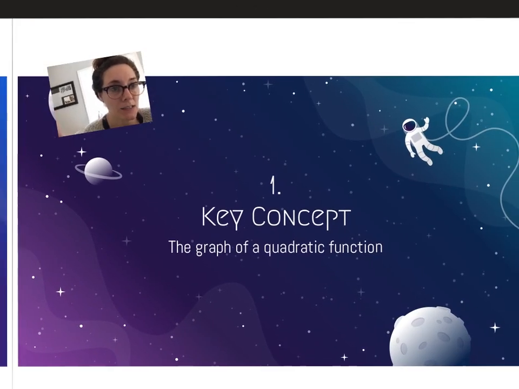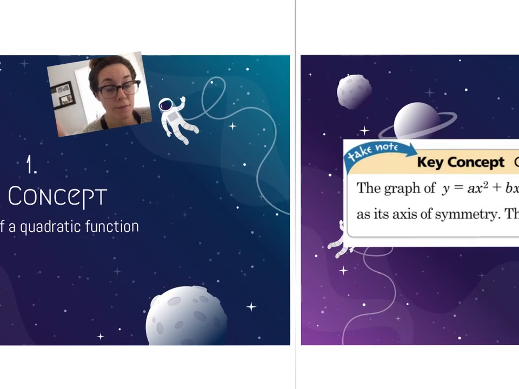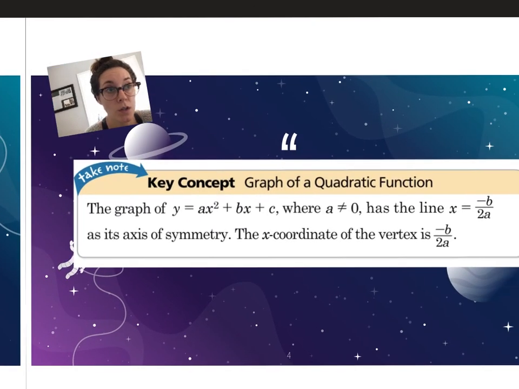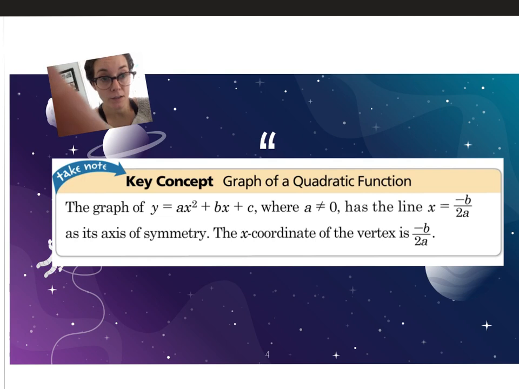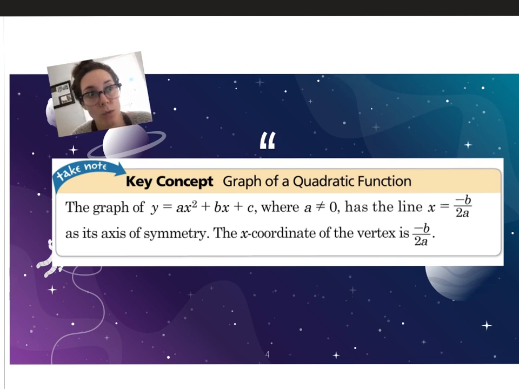So our key concept is the graph of a quadratic function, y equals ax squared plus bx plus c, where a is not 0, because if a is 0, then there's nothing squared, and then we just have a linear function. It has the line x equals negative b divided by 2a as its axis of symmetry. So the x coordinate of its vertex is that.